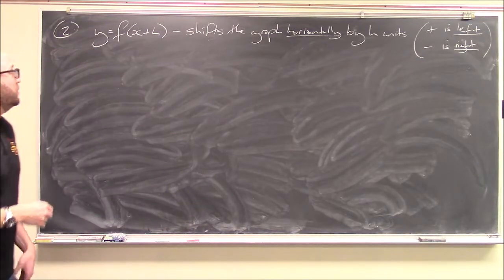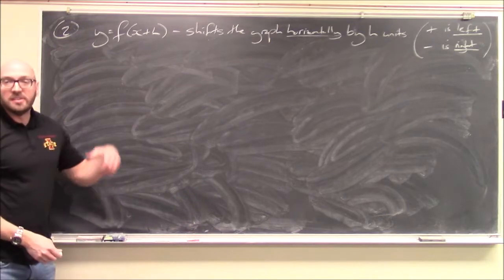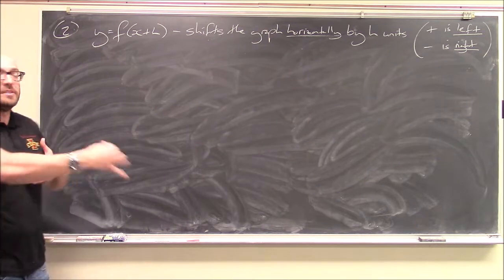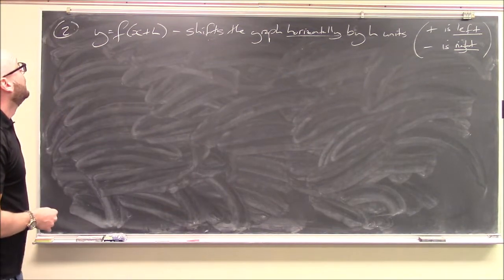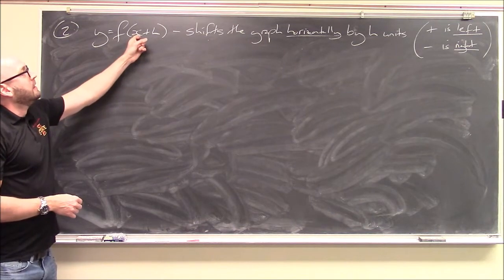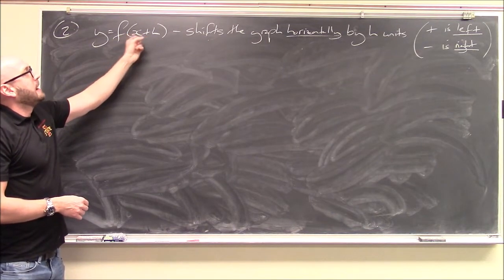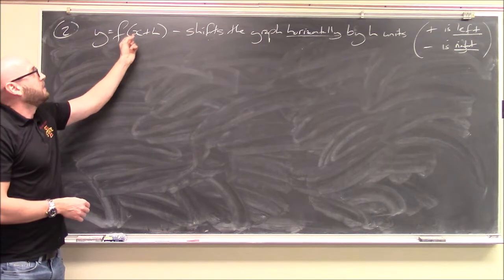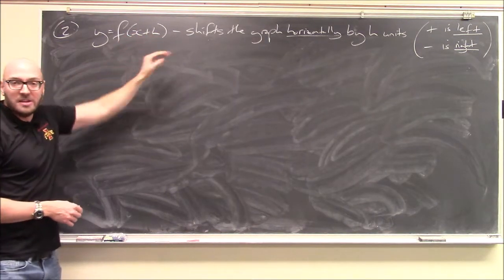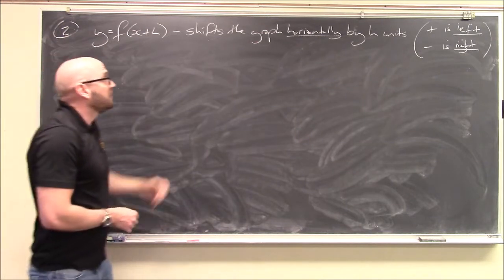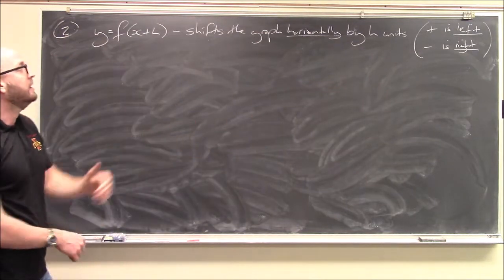So here's type 2. Instead of adding a constant to the entire function, instead of f of x plus k, right, f of x, close brackets, plus k, here we're doing something slightly differently. Instead of having f of x, we're replacing x with x plus h, so f of x plus h. So everywhere you see x, you replace it with x plus h. And what this does is this gives us a horizontal shift of the graph.